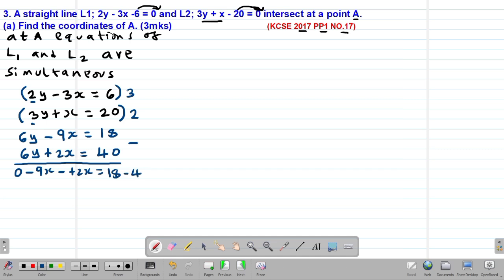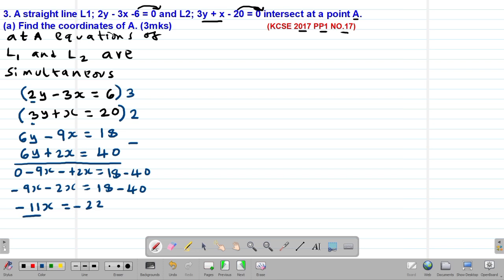Now negative 9x minus 2x means you are going to add the two numbers, and the final answer takes the sign of the larger number. So I'll have negative 9 minus 2, I'm going to get negative 11x being equal to 18 minus 40, I'm going to get a negative 22.